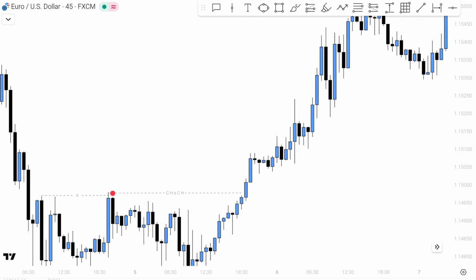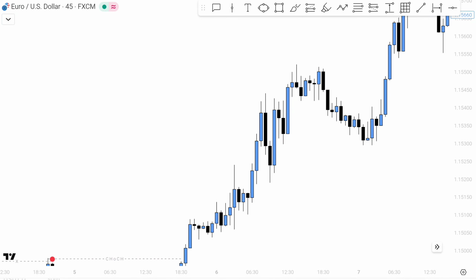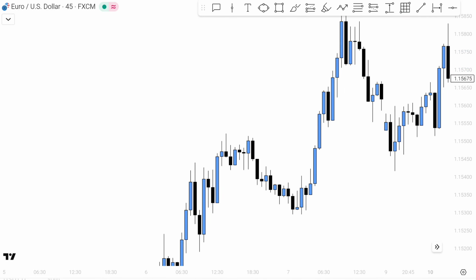Now when can you buy? When market takes out the liquidity of the first pullback at least, and as you can see that there is no valid pullback that market has taken the liquidity of.